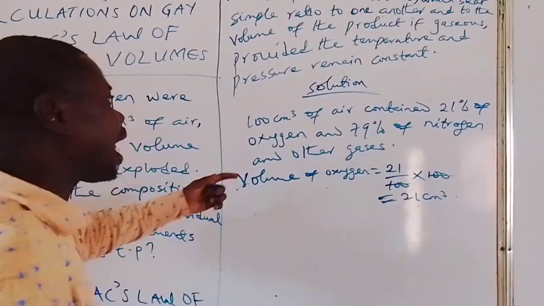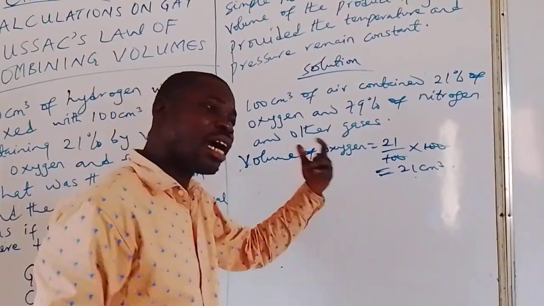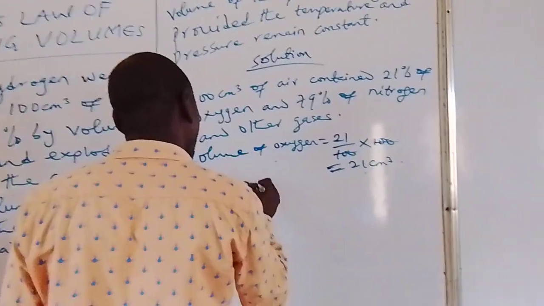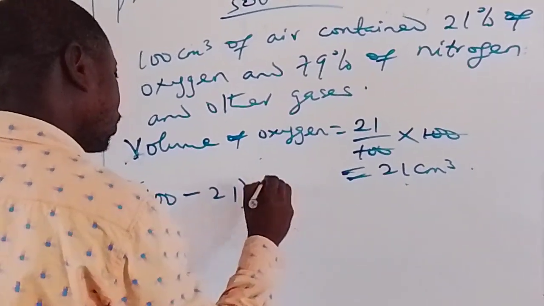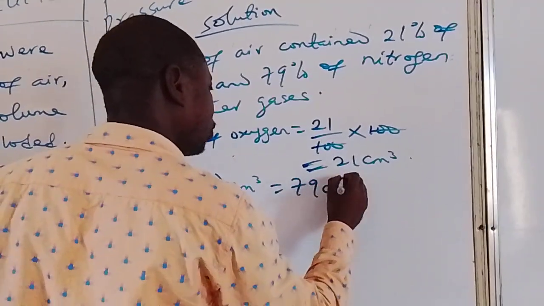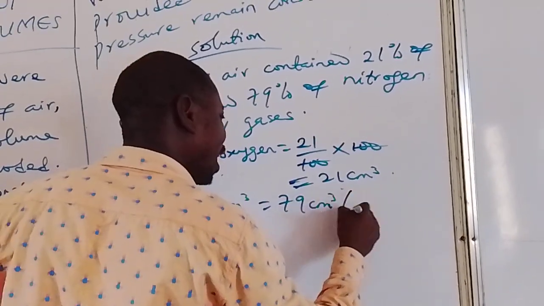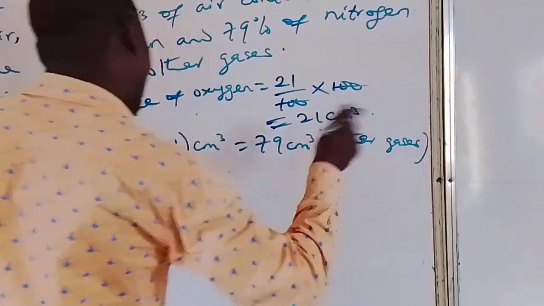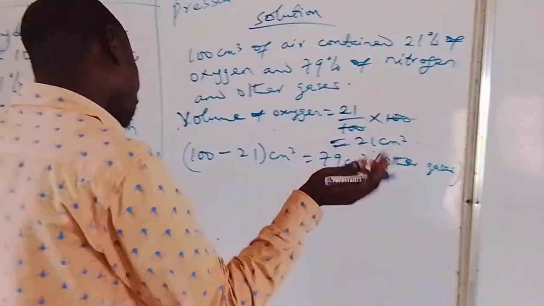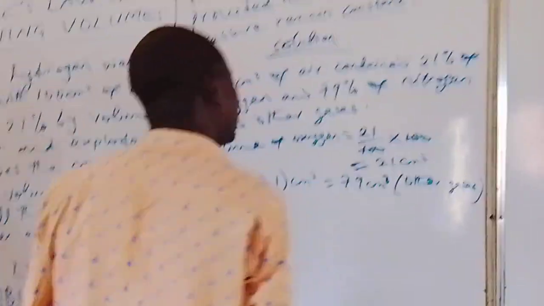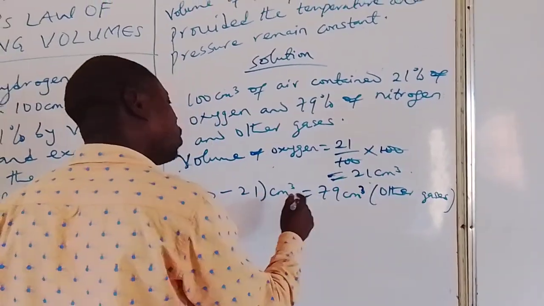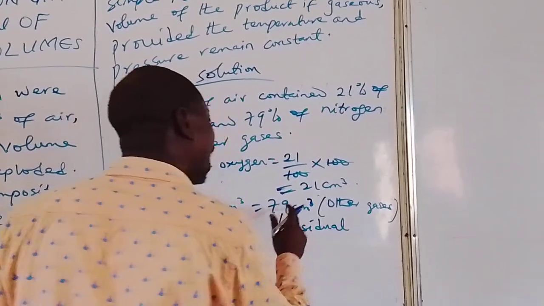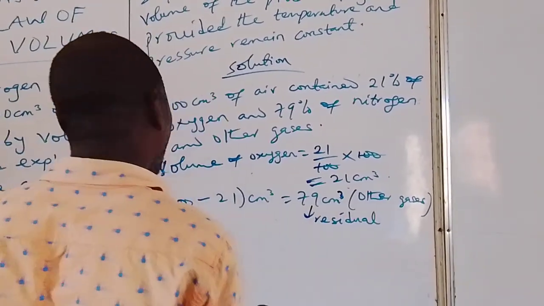To get the volume of other gases, nitrogen, carbon dioxide, noble gases and all of that, we have 100 minus 21 cm cube, so that is 79 cm cube. That is the other gases. Nitrogen takes the integral part of that, which is why we collectively write it as nitrogen. So this 79 cm cube will be treated as residual. That means after our calculation, we are going to add 79 cm cube to the residual we got in our equation.